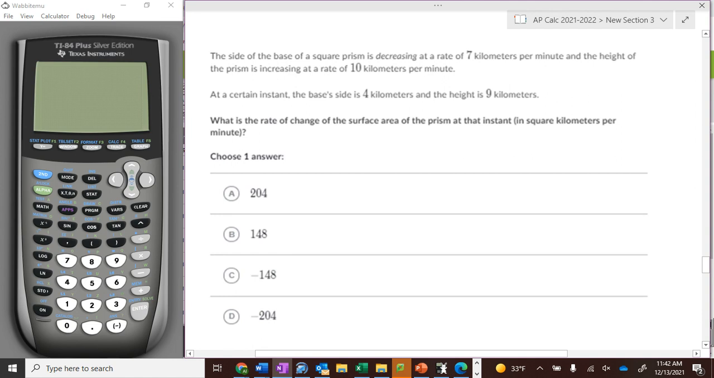The side of the base of a square prism is decreasing at a rate of 7. So a square prism has a square as a base, but it's not just essentially a cube.